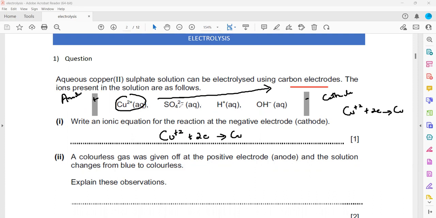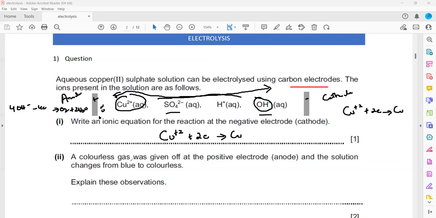Then for negative ions, we normally check the amount, but sulfate, nitrate, and carbonates never move. So we have 2 negative ions: the sulfate ion and the hydroxide ion. In this case, the hydroxide ions are attracted towards the anode. Whenever hydroxide ions move towards the anode, what is the equation for the anode? It's fixed: 4 hydroxide ions lose 4 electrons and give oxygen plus 2 water molecules. That's why there will be bubbles.